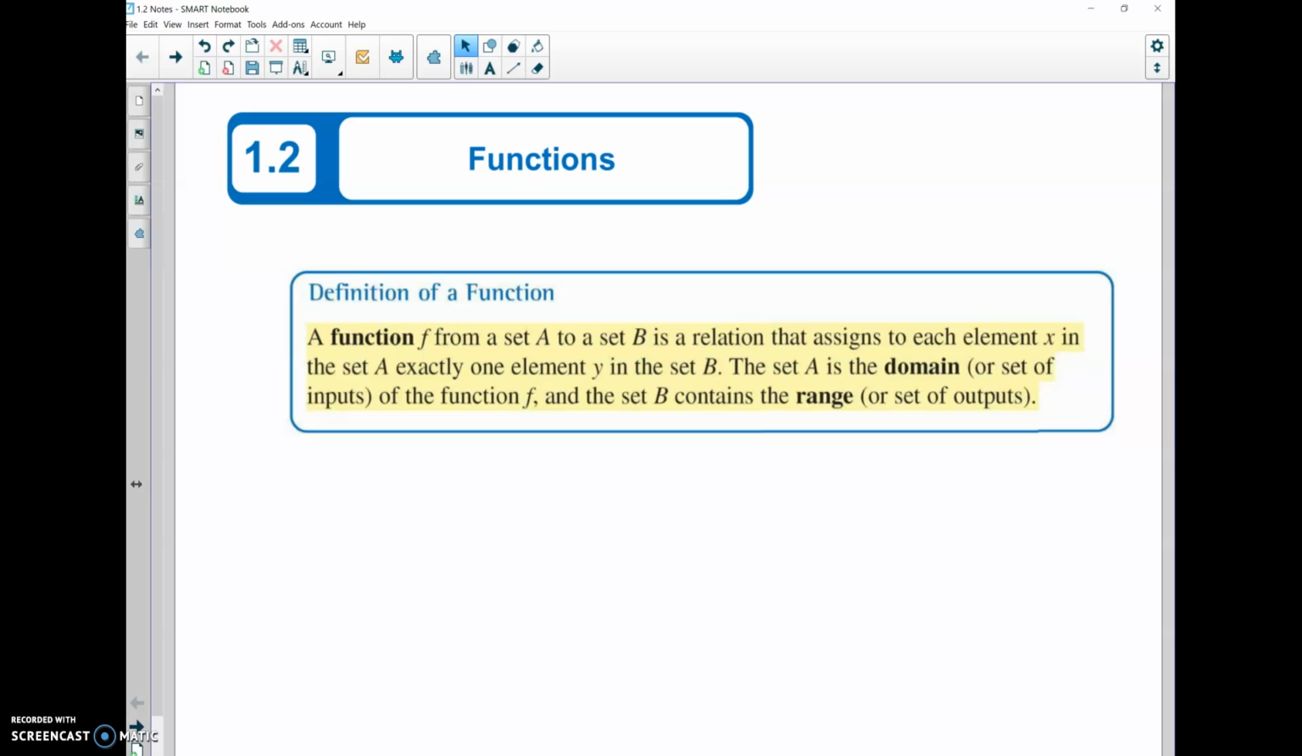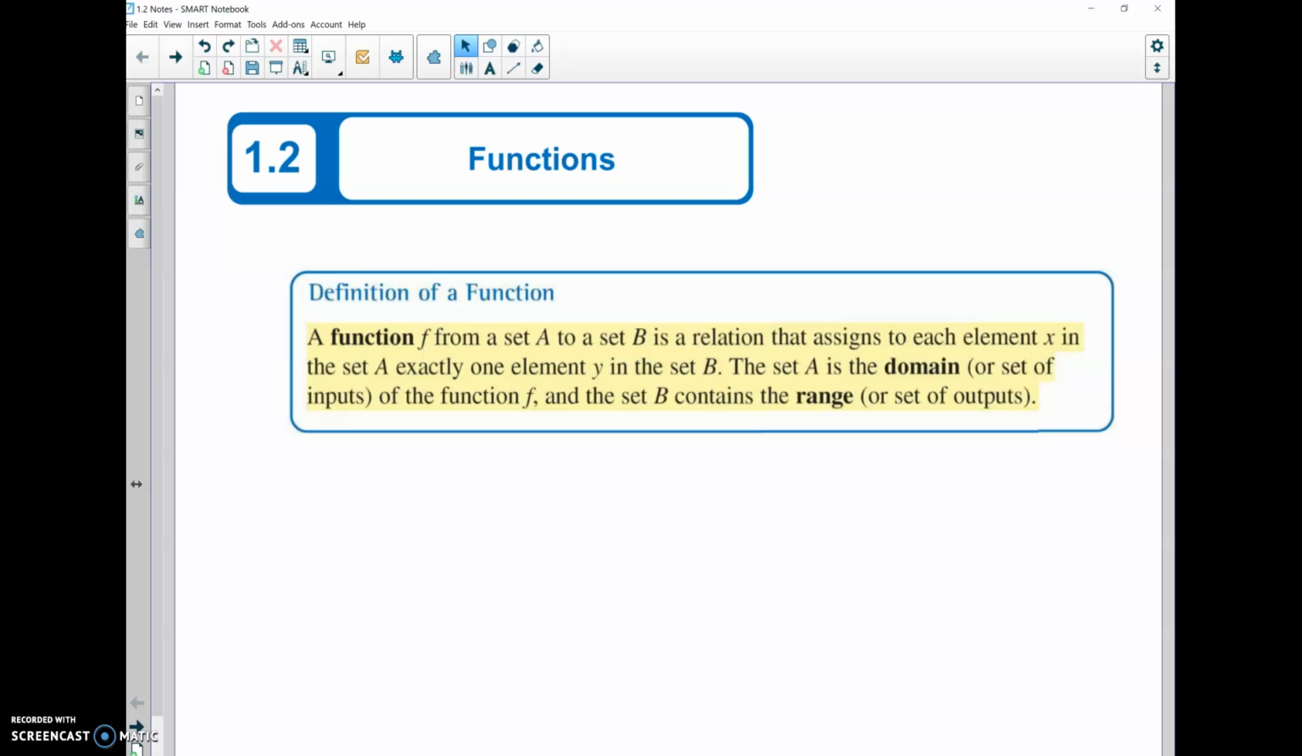A relation is anything that assigns elements from one set to another set. The special type of a relation is called a function because it assigns any element from the first set with exactly one thing in the second set. So a function: input, output. Domain is the inputs, range is the output. So anything in the domain can only go to one thing in the range.